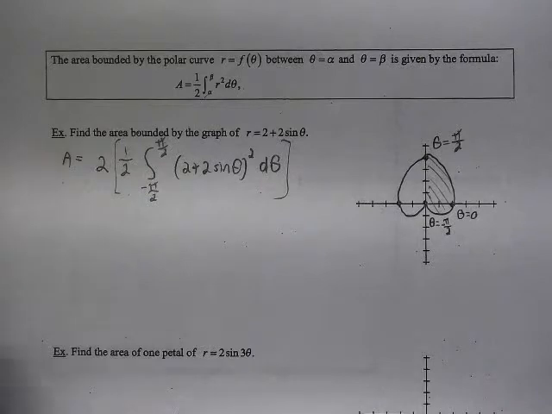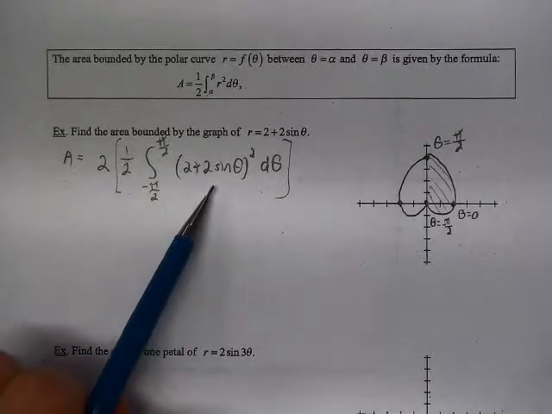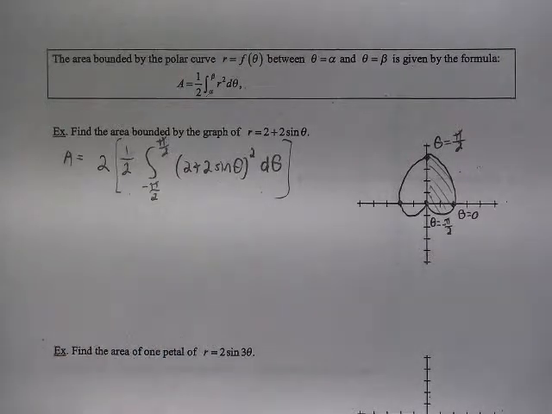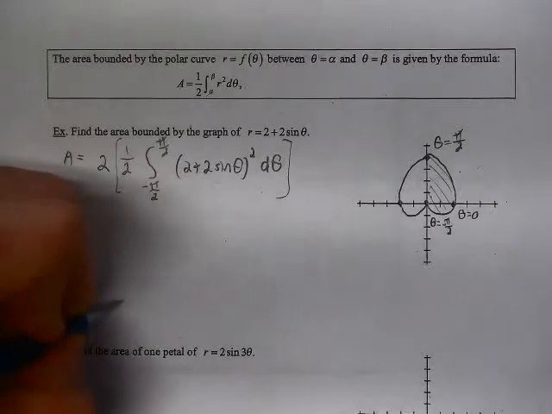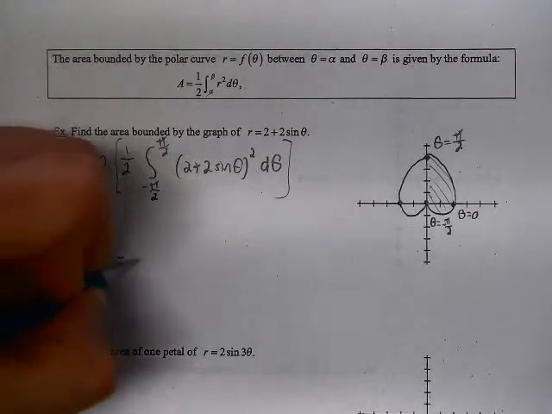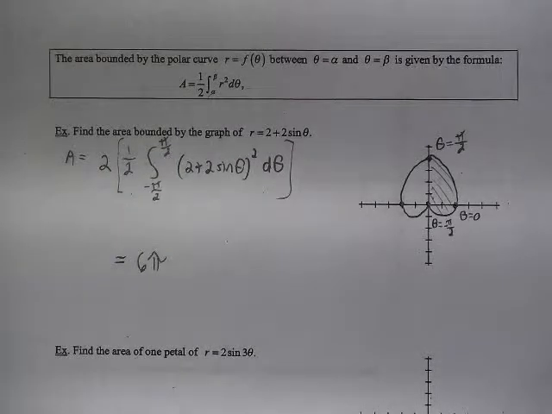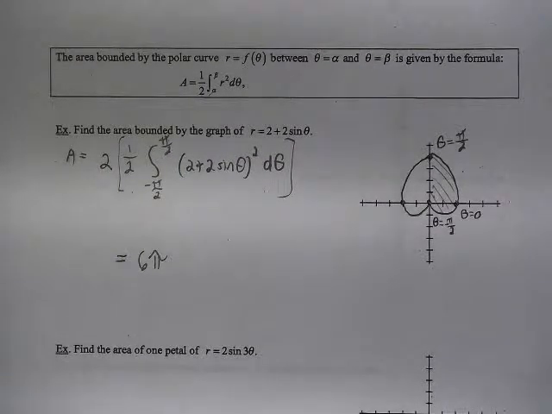For these examples in these notes, I'm just going to do the setups. I'm going to leave this for you to do as an exercise, so work this out. We can certainly talk about it in class. When you work that out, substitute your upper and lower limits in there and double it, you'll end up with this area of 6 pi.